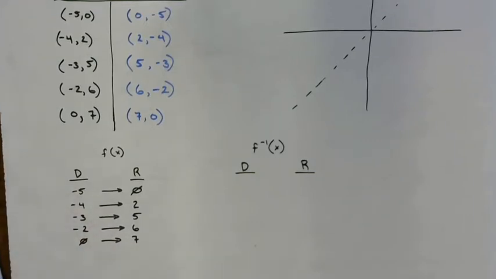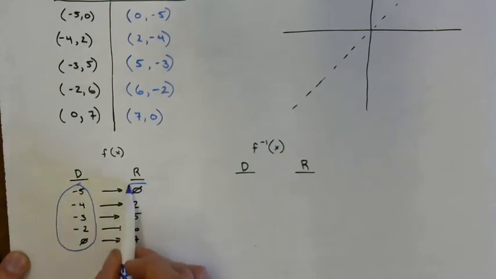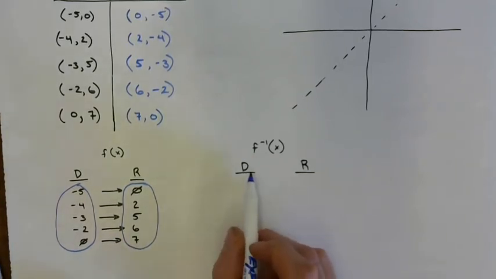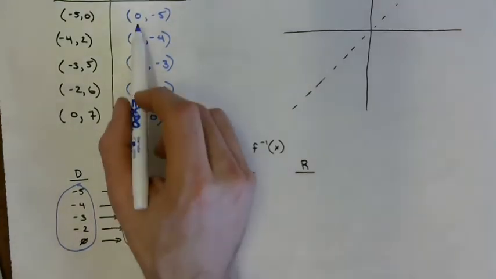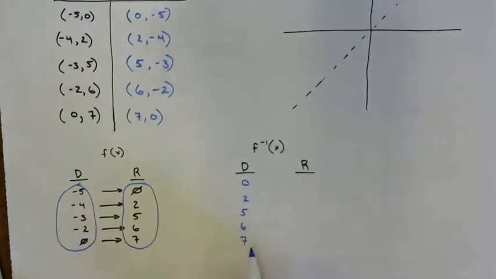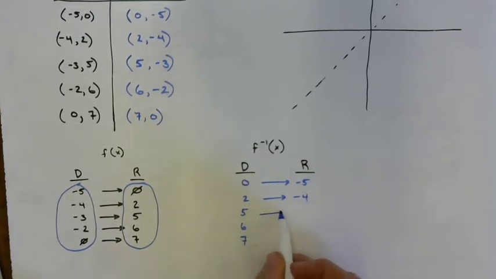If you want them to really look like a mapping diagram, then maybe we should just do a little bubble around them. Now let's take a look at the domain of the inverse function. So now we're looking at the x values of the inverse function. They are 0, 2, 5, 6, and 7. 0 maps to -5, 2 maps to -4, 5 maps to -3, 6 maps to -2, and 7 maps to 0.